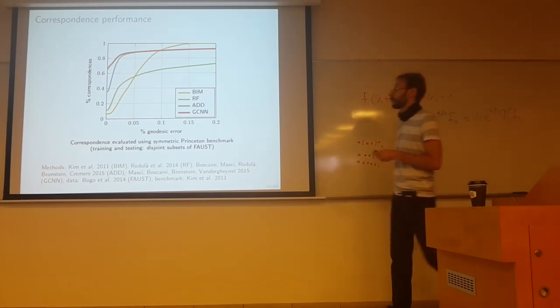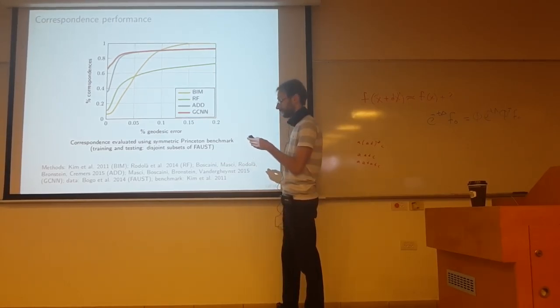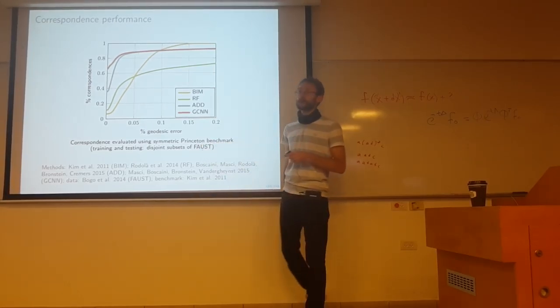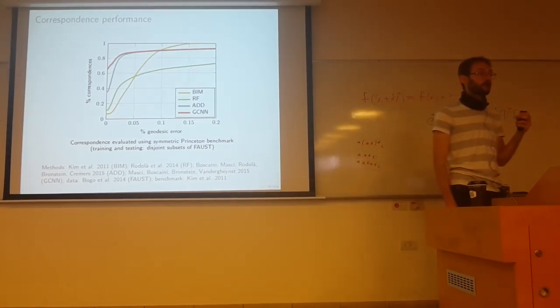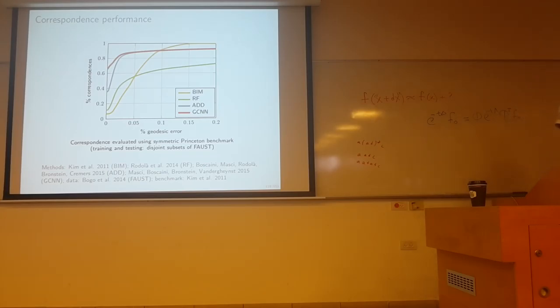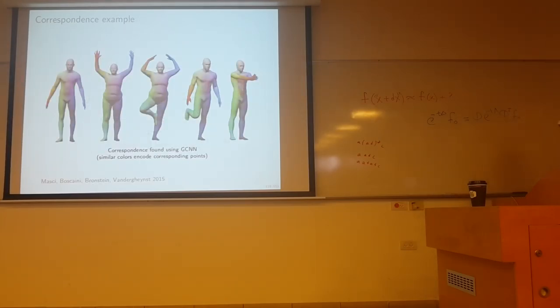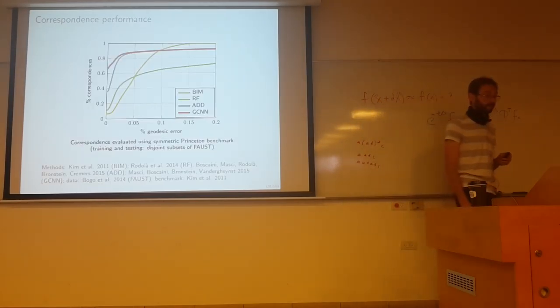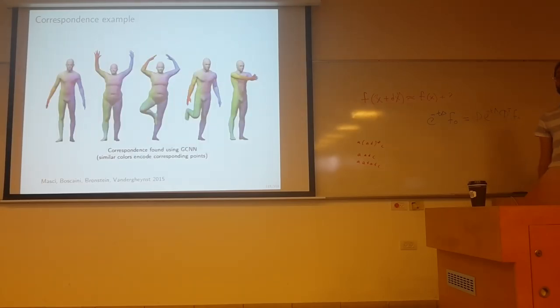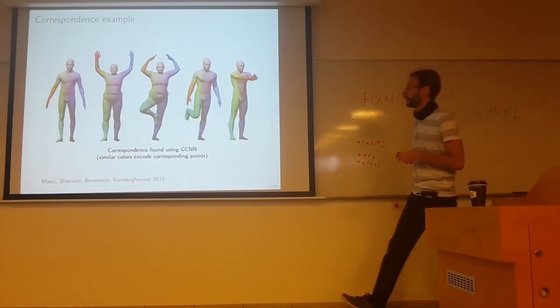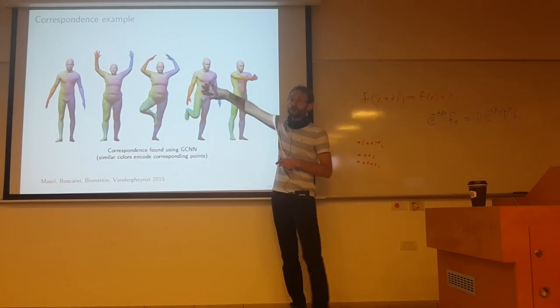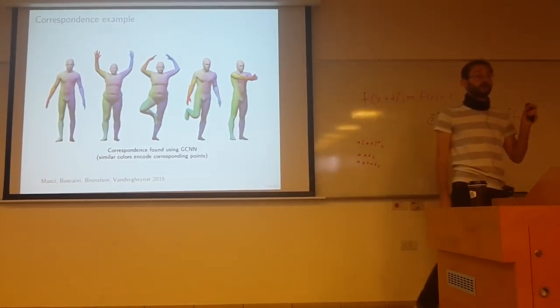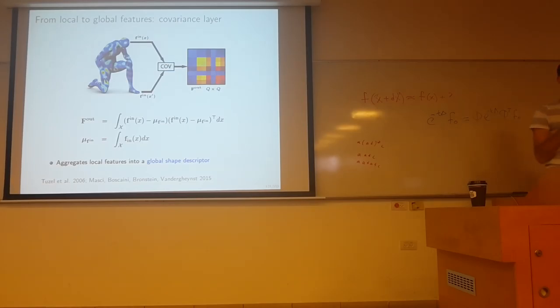Okay, and this is how it looks if you compare these methods to some standard correspondence methods that exist in the literature. This is the symmetric Princeton benchmark that ignores symmetric correspondences, basically considers them as correct matches. So this is some result of correspondence produced by geodesic CNN. What is B? Sorry. B? Blended intrinsic maps, the method of Lipman and Funkhouser. And RF is one of the first. I will show much better results. That's why I'm saying that this is obsolete. So here is the visualization of correspondence using a color map, where the same colors encode corresponding points.